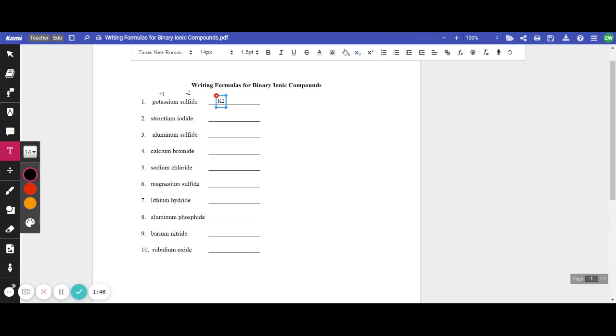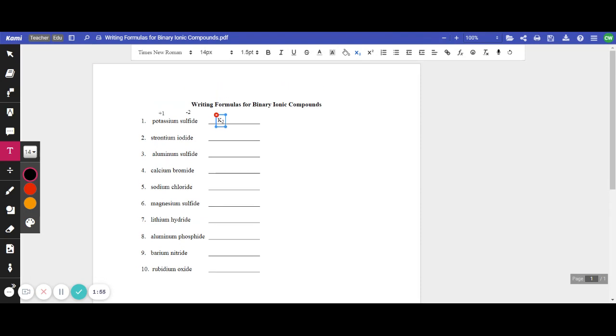So we have K2S, potassium sulfide, K2S. All right, so let's try the next one.